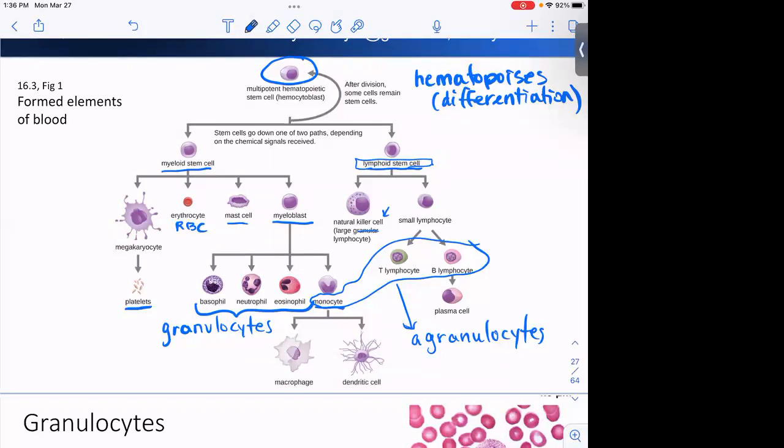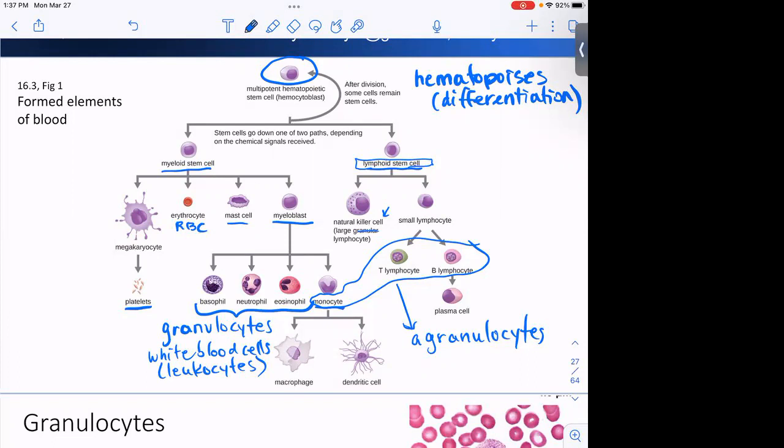Whether they're granulocytes or agranulocytes, those are all considered white blood cells. And another name for those is leukocytes. So it's kind of inherently confusing when you have many different names for the same thing, but we'll try to do our best to keep track of that.